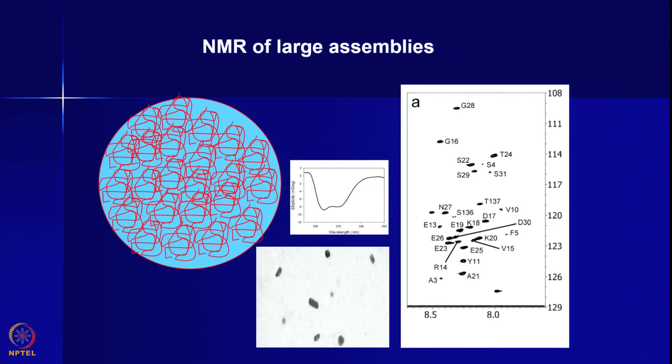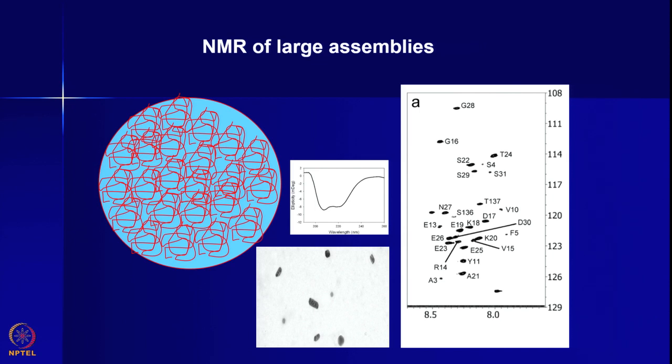When it forms a large assembly, you will get electron microscopy pictures like this, and all those portions which are in the interior of this assembly, you will not see the peaks from there, because that forms a huge molecular mass, and that will be tumbling very sluggishly, and you will have very large line width, and you will not be able to see those signals here.